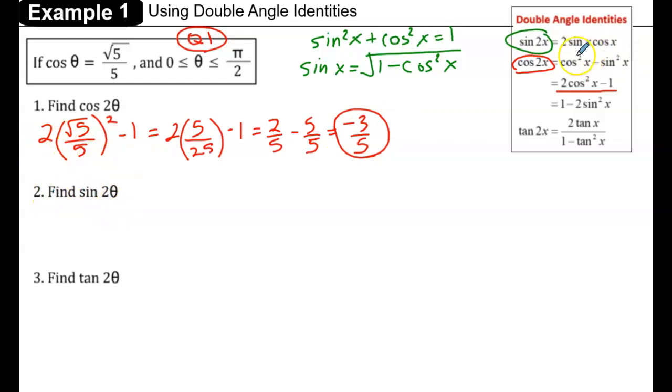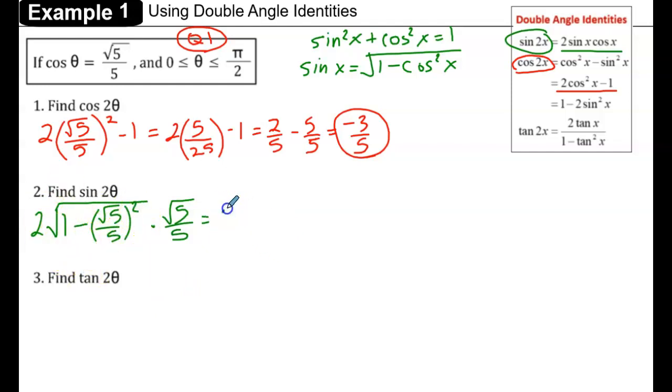So now when we apply our double angle identity for sine, that's 2 times the sine, and the sine is the square root of 1 minus the cosine of the angle squared, and that angle's cosine is given as root 5 over 5. And then we're going to square that. That's all under the radical for our Pythagorean identity. And then we multiply that times the cosine of the angle, and the cosine is given as root 5 over 5. So now we're going to simplify.